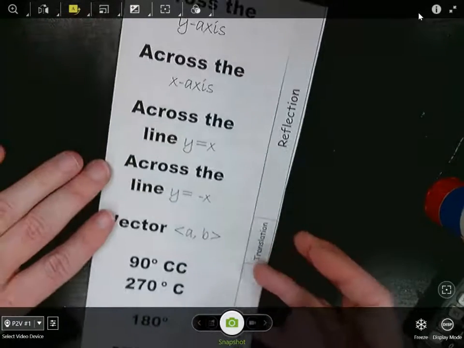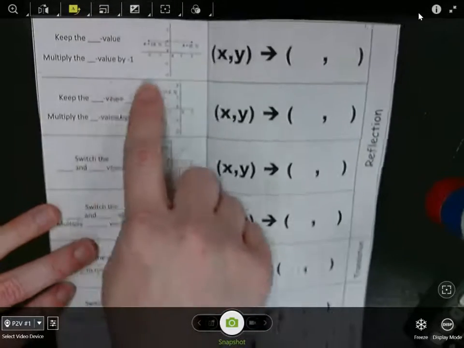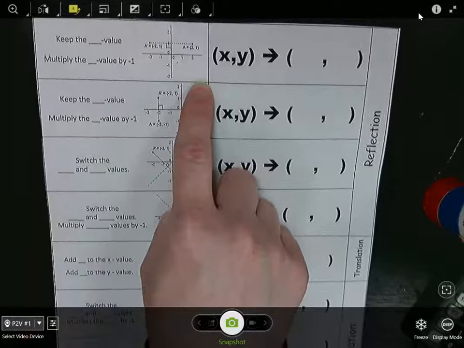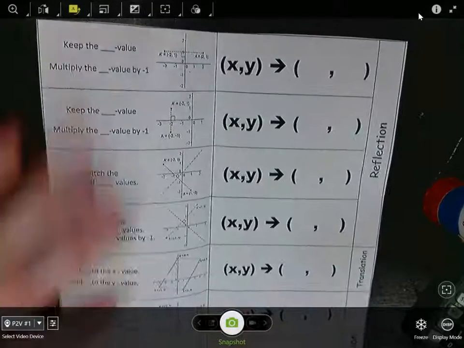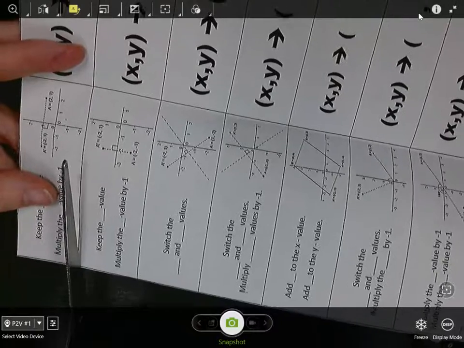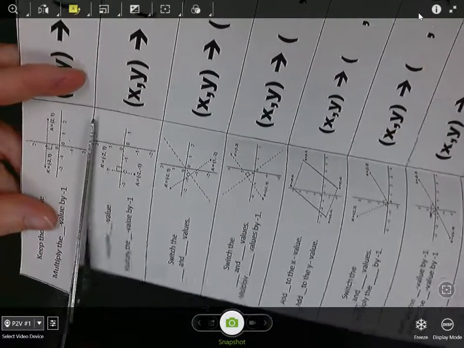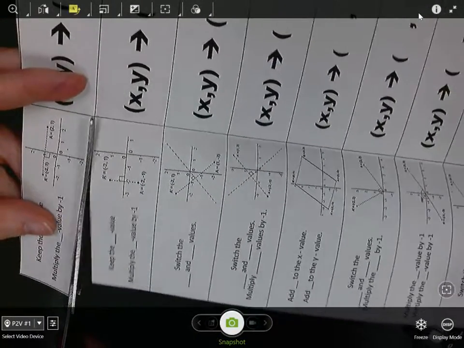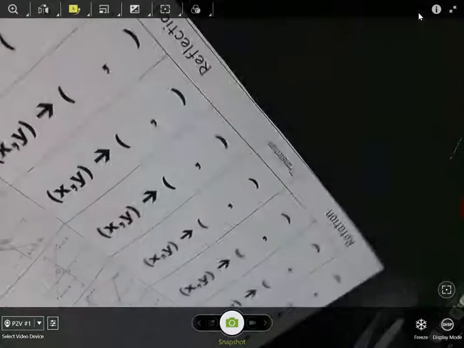Once you get it folded, you're going to open it up, and you're going to cut along these lines right here, but not all the way across. You're going to stop right there. Now be careful not to cut all the way across.